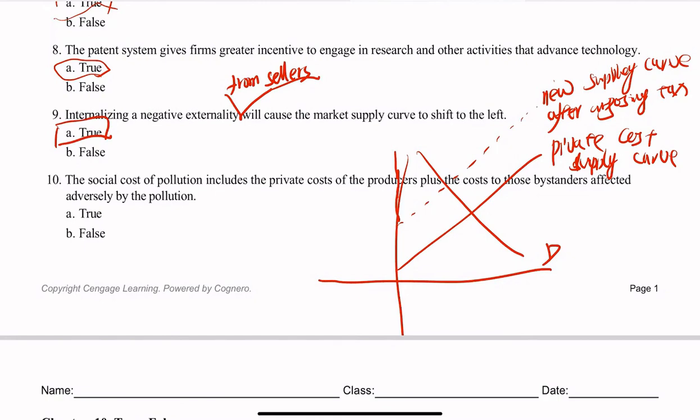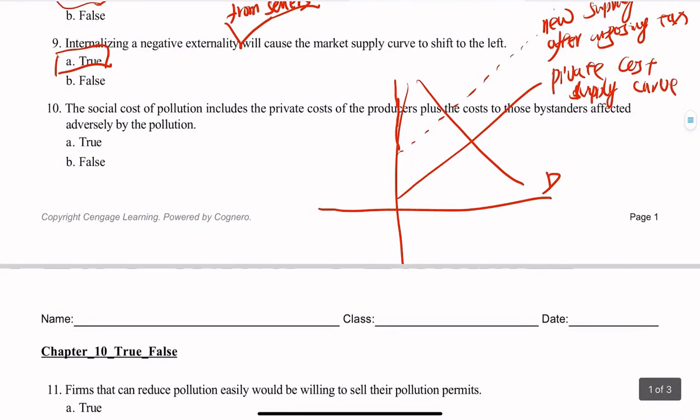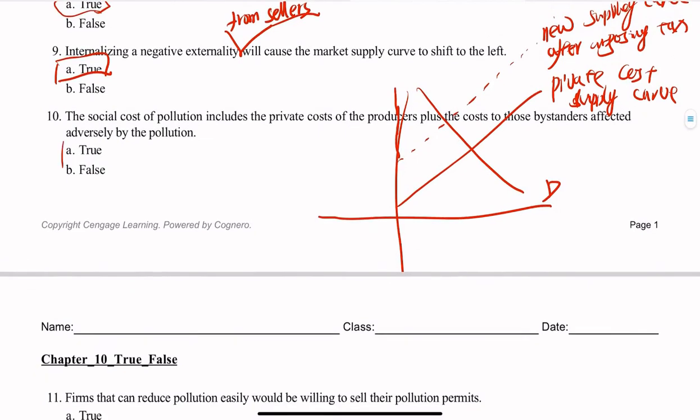Now the 10th problem. The social cost of pollution includes the private cost of the producers plus the cost to those bystanders affected adversely by the pollution. Well, this is right? Because we learned the definition of social cost. Social cost is exactly the sum of the private cost plus the external cost.